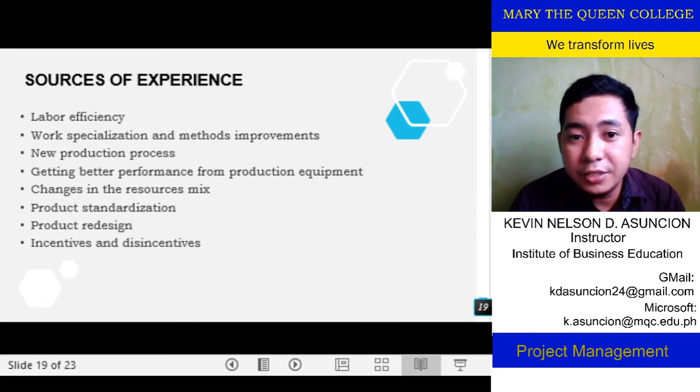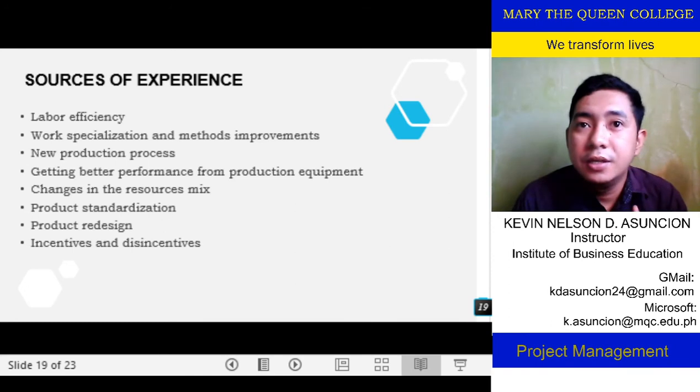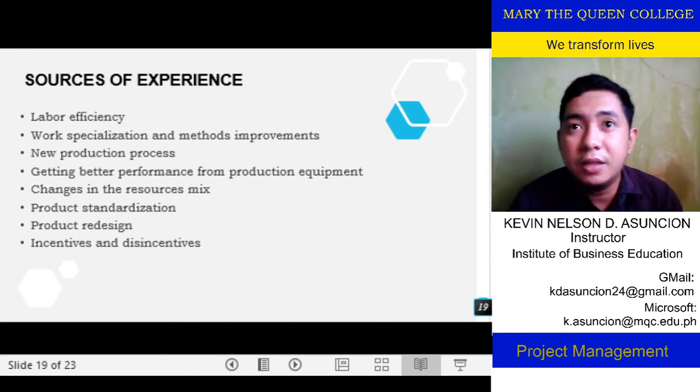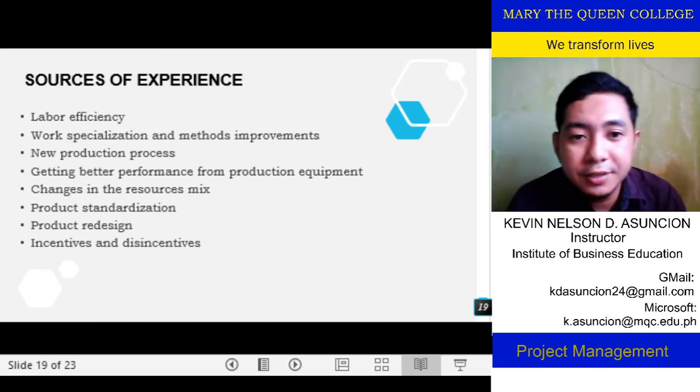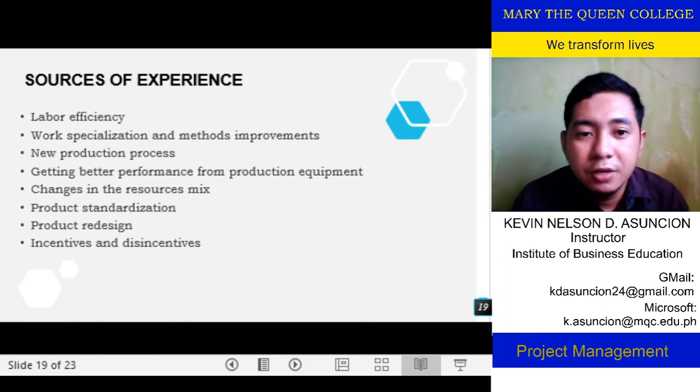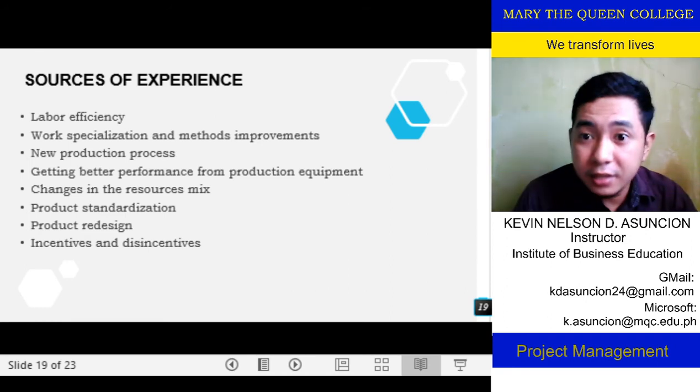And changes in the resources mix, na nagbago yung resources mo, the funds, the time, binago yung constraints, so sa how many time, how many hours do they work, no, and among any others, the management decisions, product standardization, so nagkaroon ng standardization, mas napabilis yung trabaho, yun nga, redesign, and incentives, no?